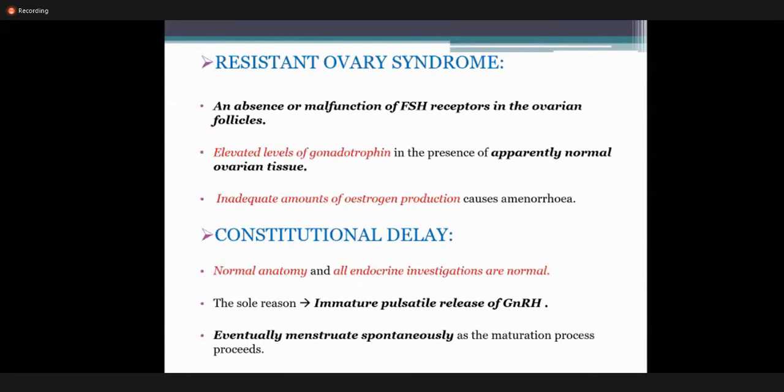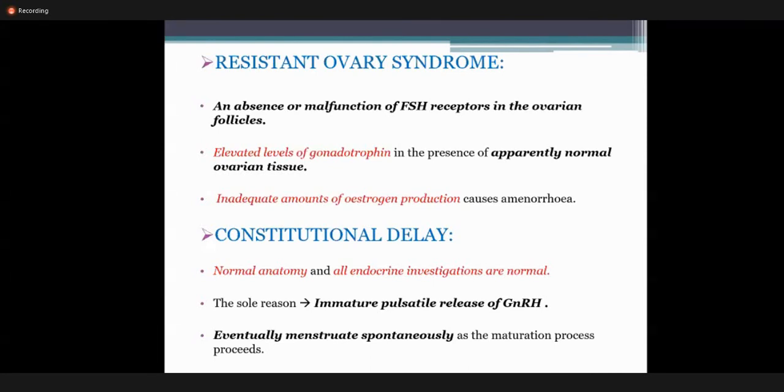Then there is the resistant ovary syndrome. An absence or malfunction of FSH receptors in the ovarian follicles results in resistant ovary syndrome. The ovary doesn't have the receptors for the follicle-stimulating hormone, and so the ovarian follicles don't form. This results in absence of production of estrogen and progesterone, and primary amenorrhea occurs.